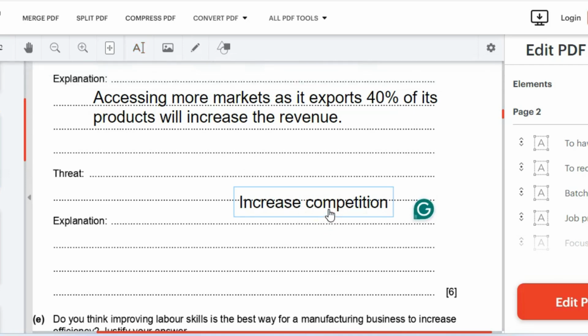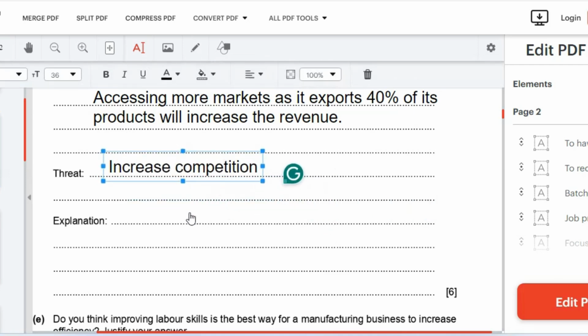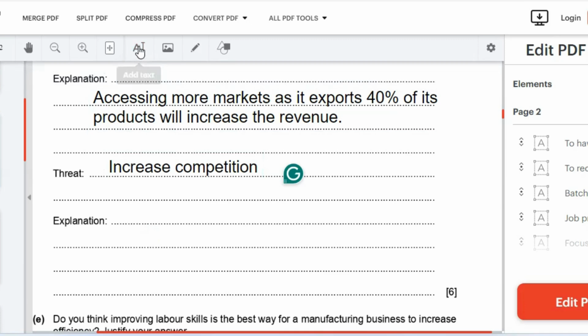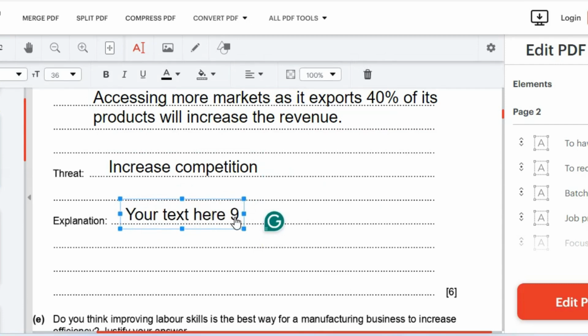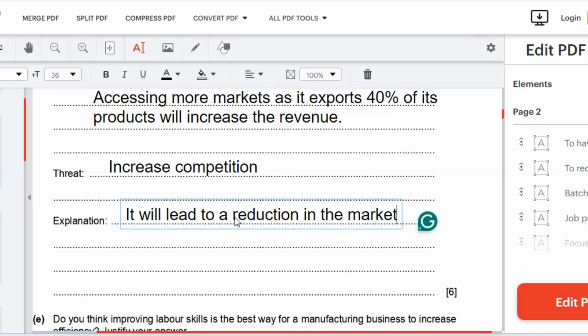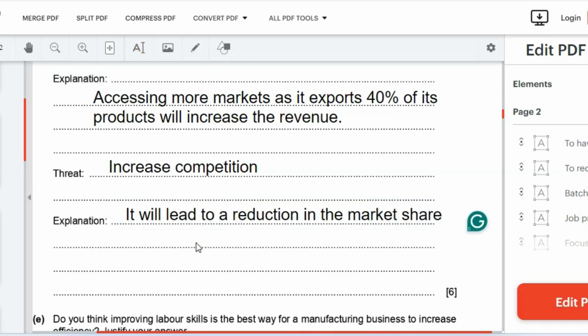Now, how does this increase serve as a threat? Of course, it will lead to a reduction. Let's type it out under our explanations. It will lead to a reduction in the market share when they are facing an increase in the competition.